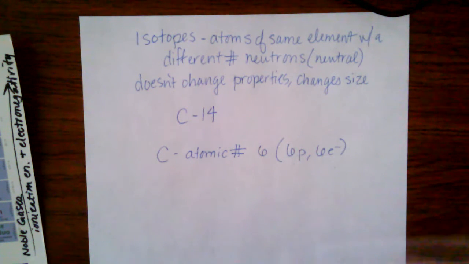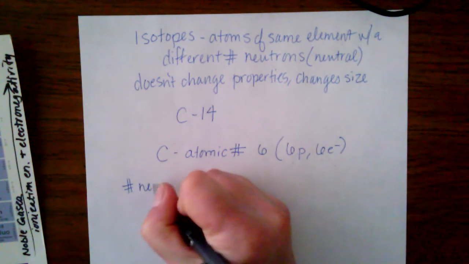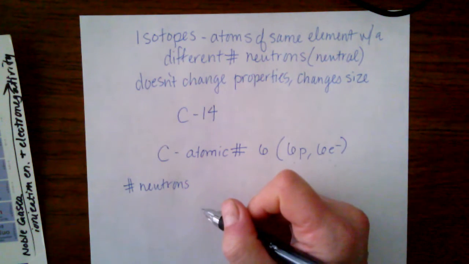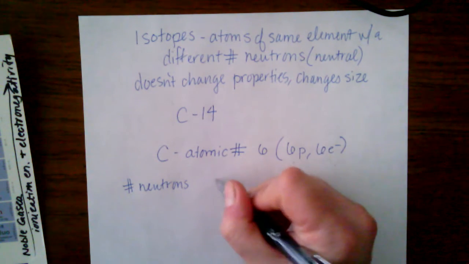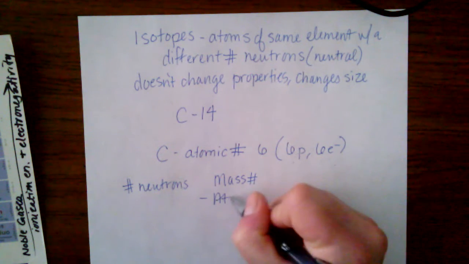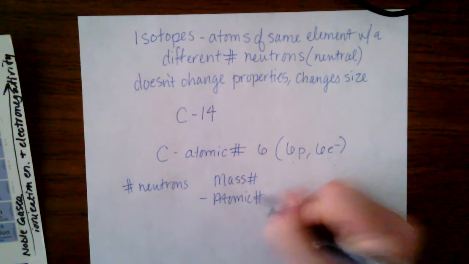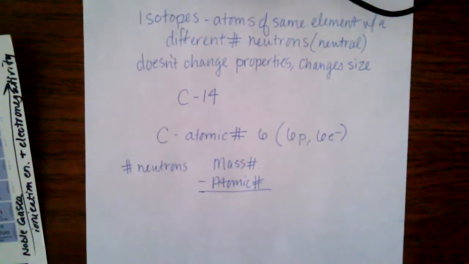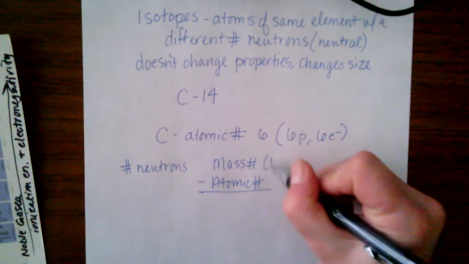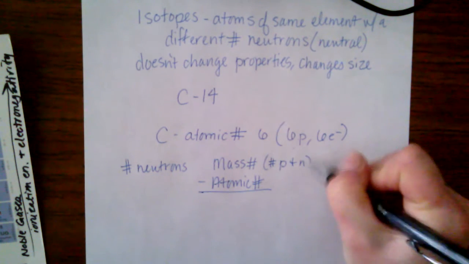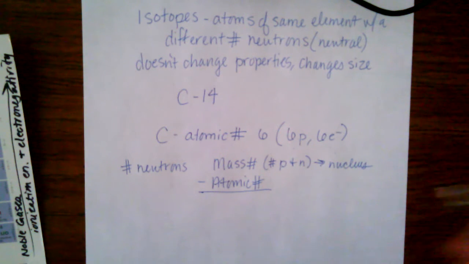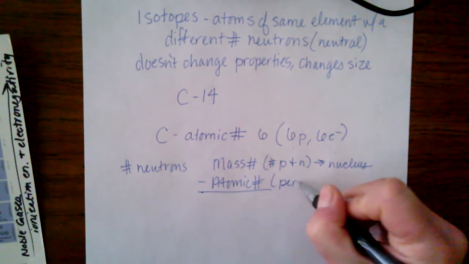So to find the number of neutrons, you're going to take the mass number and subtract away the atomic number. Okay, so I've already told you a little while ago, the mass number is where most of the mass of the atom is. So that, remember, is your number of protons and neutrons. That's the nucleus. And your atomic number you just find from the periodic table.